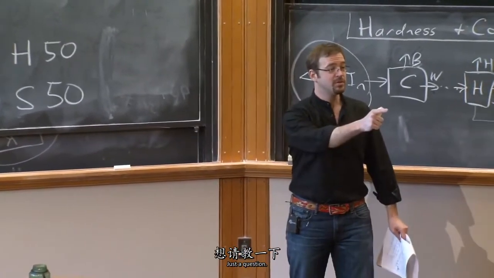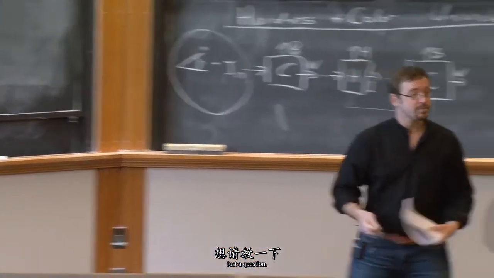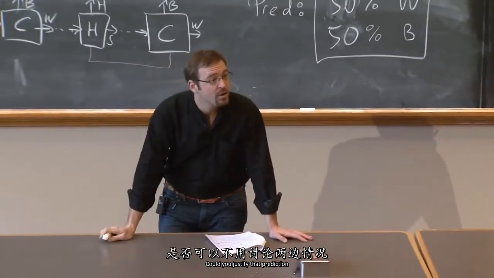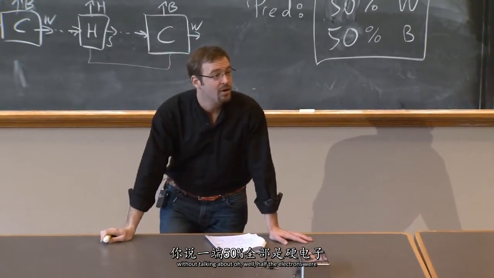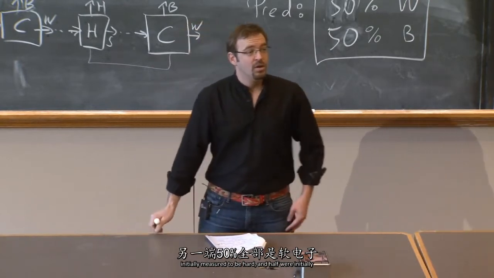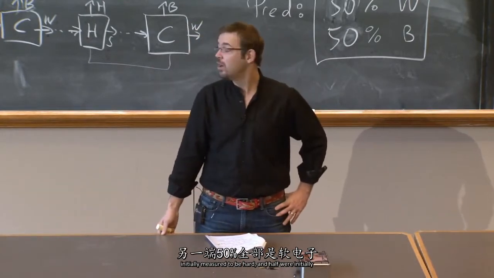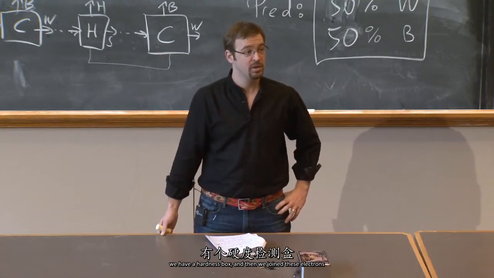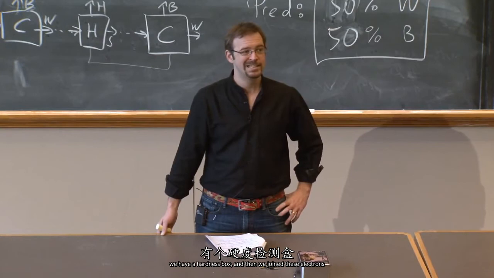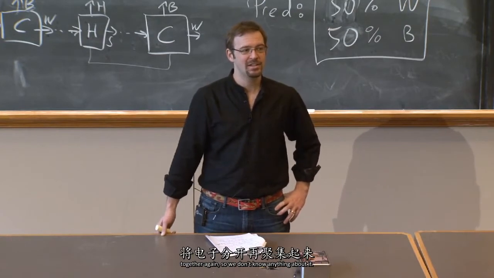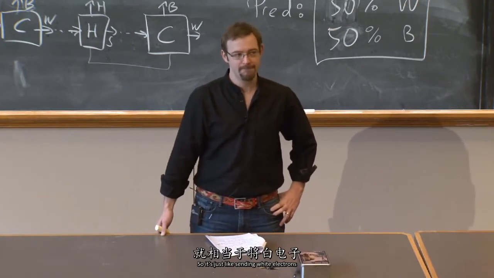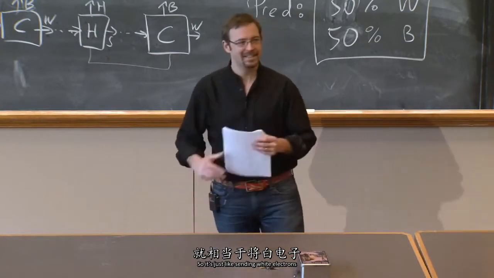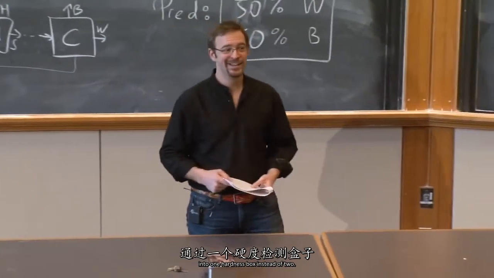Just a question. Could you justify that prediction without talking about half the electrons being initially measured to be hard and half soft, by just saying, well, we have a hardness box, and then we join the beams of electrons together again, so we don't know anything about it? So it's just like sending white electrons into one hardness box instead of two.